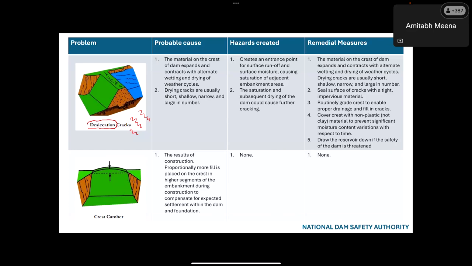This is not really a defect: crest camber. This is generally provided. We have seen that due to foundation settlement, or settlement of the material, the settlement at the middle of the dam portion is more as compared to the abutments. So what generally people do, they keep the height at the central crest relatively higher than at the abutments, so that when it settles down over a period, it becomes normal.